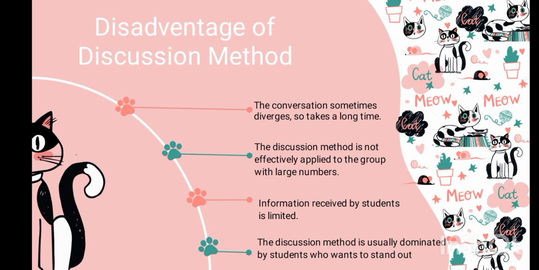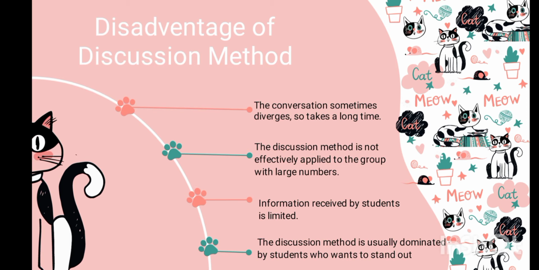And then disadvantages of discussion method. There are several disadvantages. The first is the conversation sometimes differs, so it takes a long time. And then the discussion method is not effectively applied to a group with large numbers. And then information received by students is limited. And the last one is the discussion method is usually dominated by students who want to stand out.